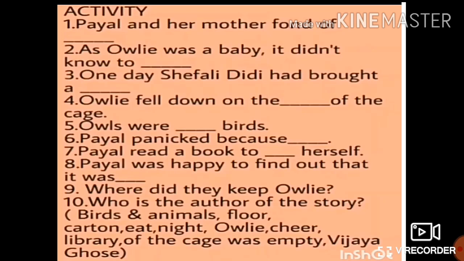Ninth one, where did they keep Owlie? Tenth one, who is the author of the story? Birds and animals, floor, cotton, eat, night, Owlie, chair, library, the cage was empty. Vijaya Ghosh. Choose the correct answer.